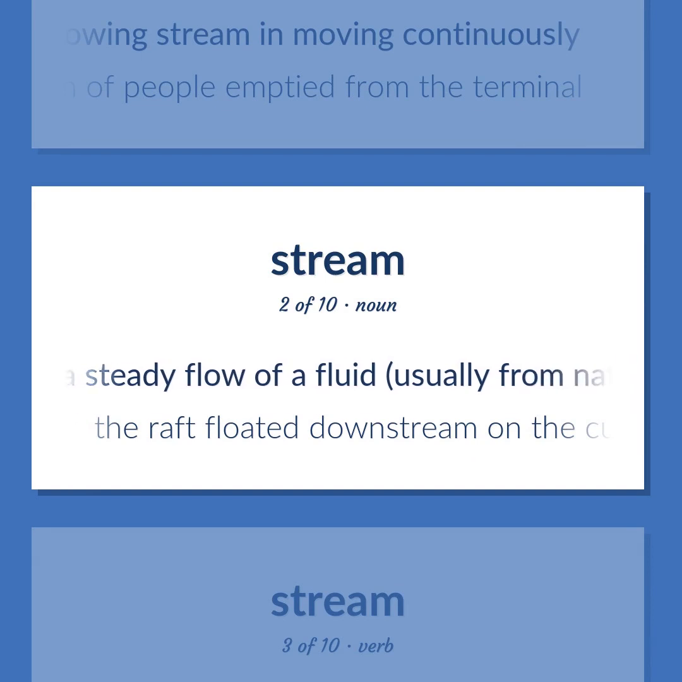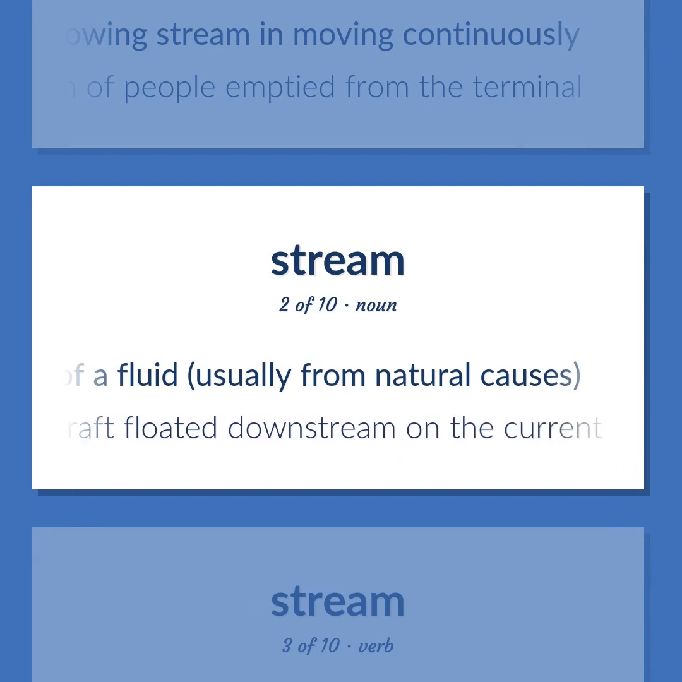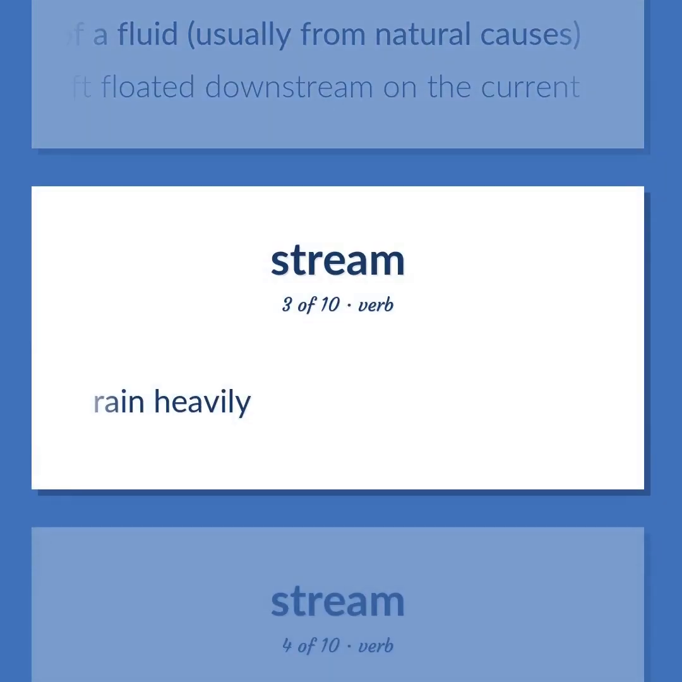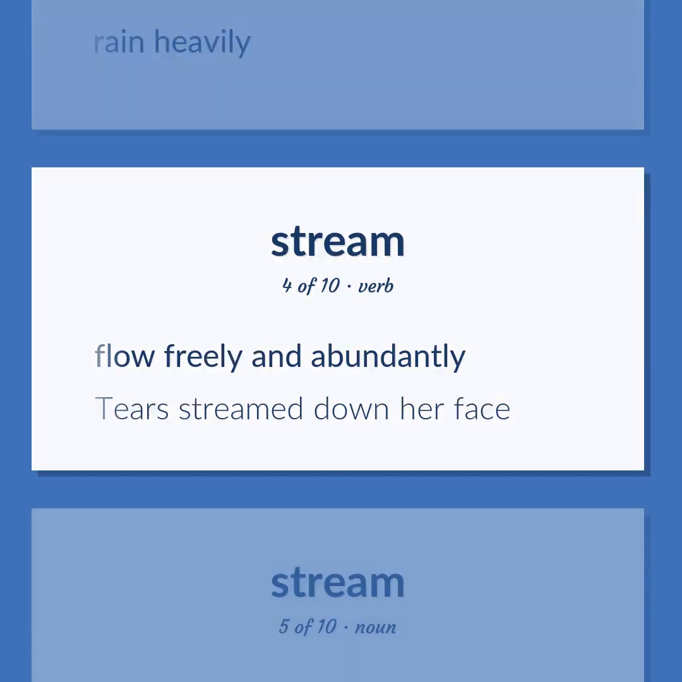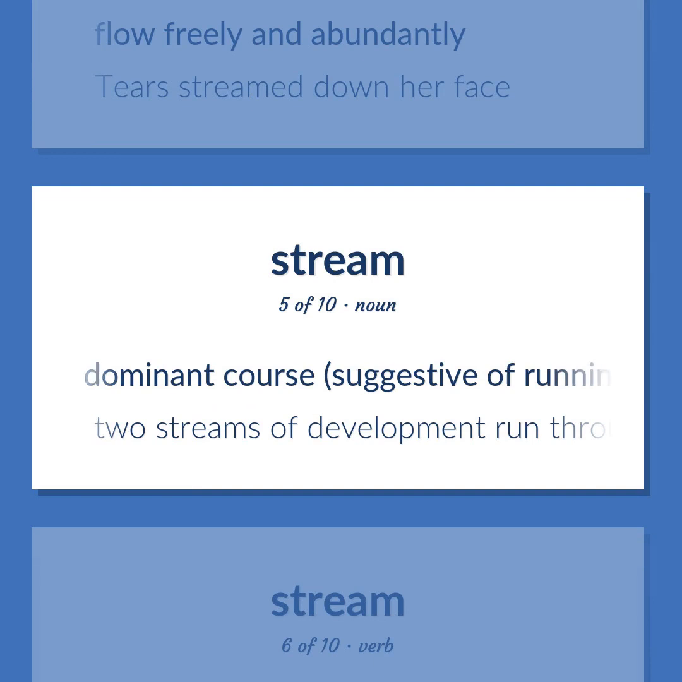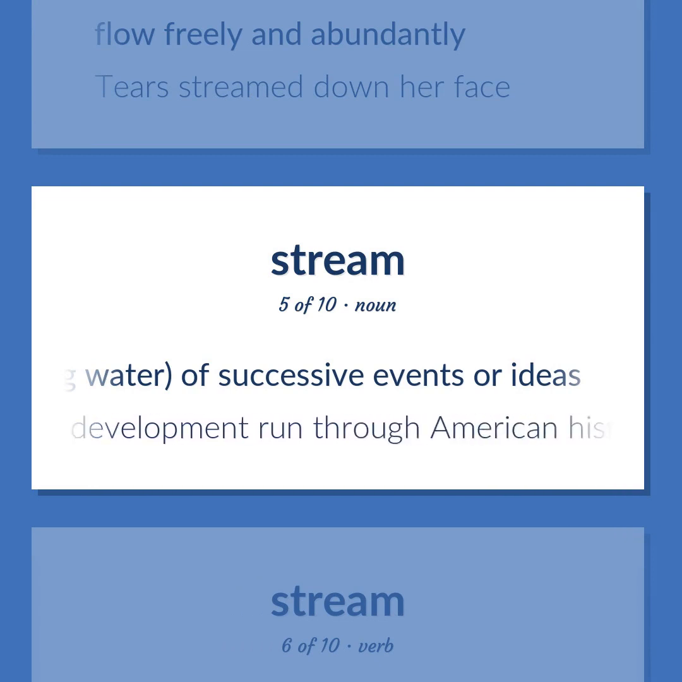A steady flow of a fluid, usually from natural causes. The raft floated downstream on the current. Rain heavily. Flow freely and abundantly. Tears streamed down her face. Dominant course, suggestive of running water, of successive events or ideas. Two streams of development run through American history.